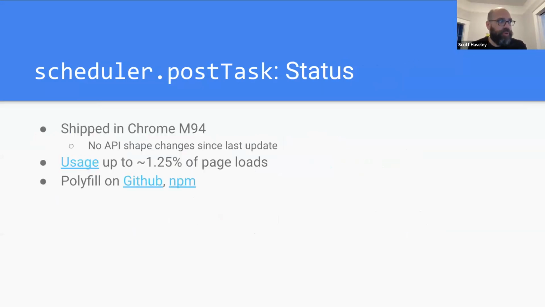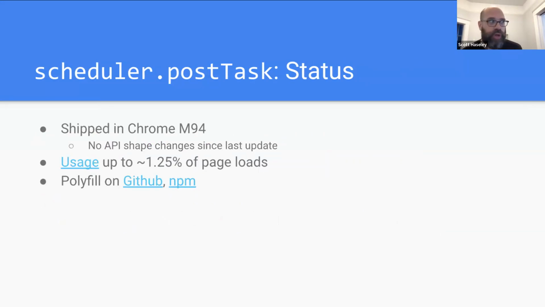So, status for postTask. Like I said, this is something that we started working on a while ago. We shipped this back in M94, and importantly for this group, since the last time I presented this, I think we were in origin trial at the time. We shipped this with no API changes since the last update that we had talked about. The usage has been trending up lately, as we're focusing more and more on responsiveness in Chrome, and this is a tool that can help with responsiveness.